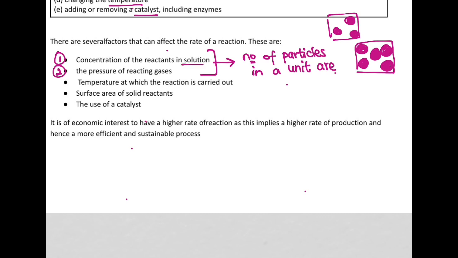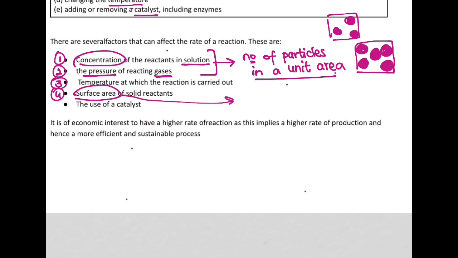When we are talking about solution, we talk about concentration. When we talk about gases, we talk about pressure. So both of these relate to number of particles per unit area. Then we have temperature, surface area. Surface area refers to the size of the solid reactants. So you can have big chunks like a rock, right? So chunks. Or you can have small pieces which are in the powder form. So these are surface area.